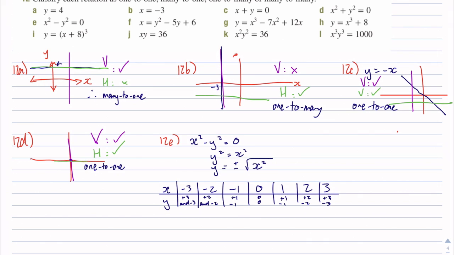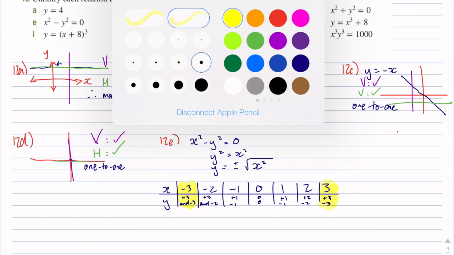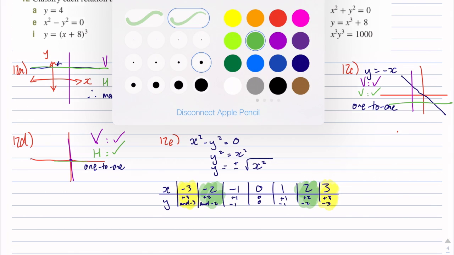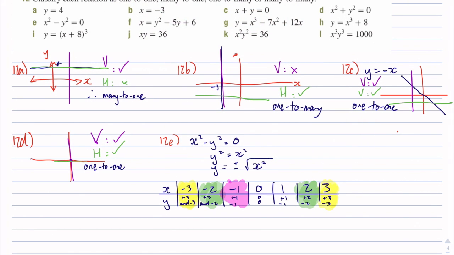Now, you should already be able to see that with my minus 3 and my plus 3, I got the same answers. Minus 2, plus 2, same answers. Minus 1, plus 1, same answers. This means it's actually going to be many to many, but let's have a go at sketching it anyway, just to prove it to ourselves.